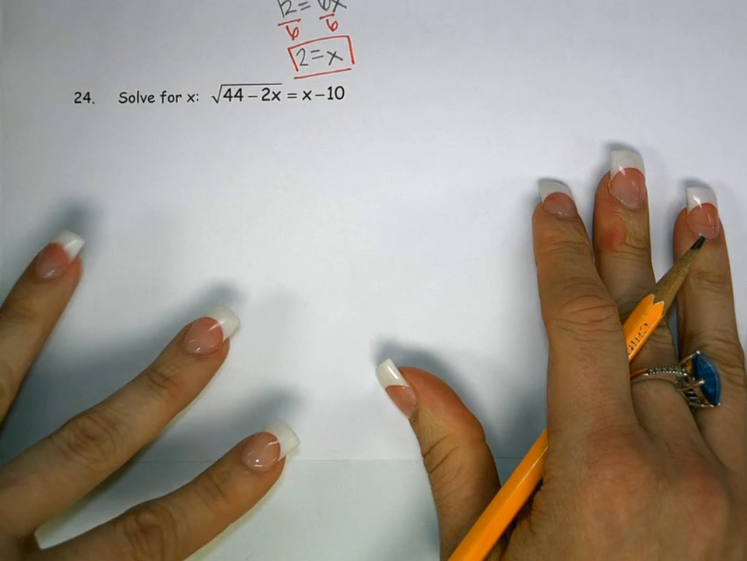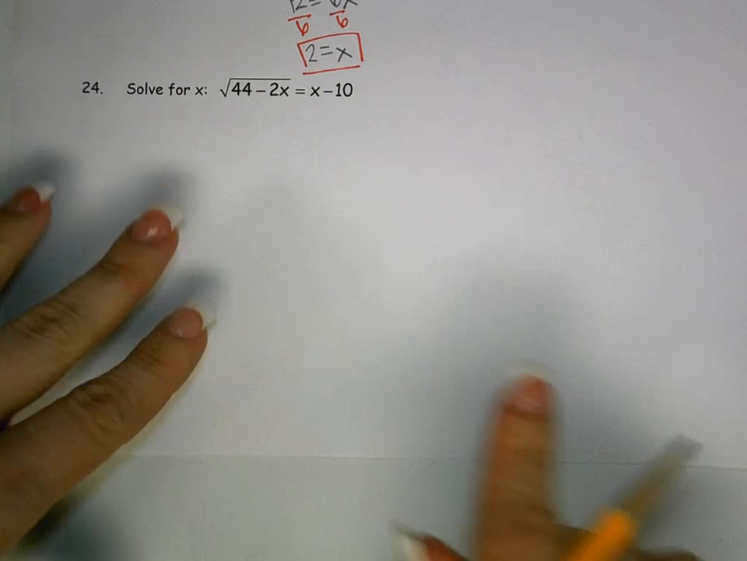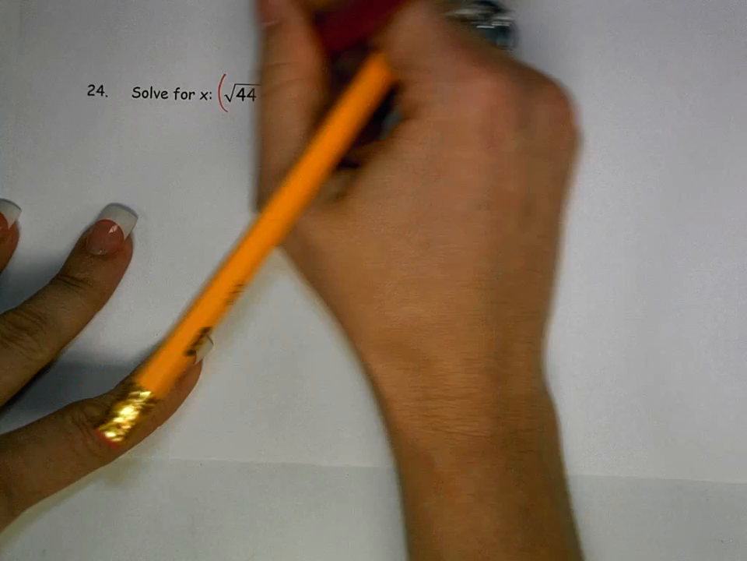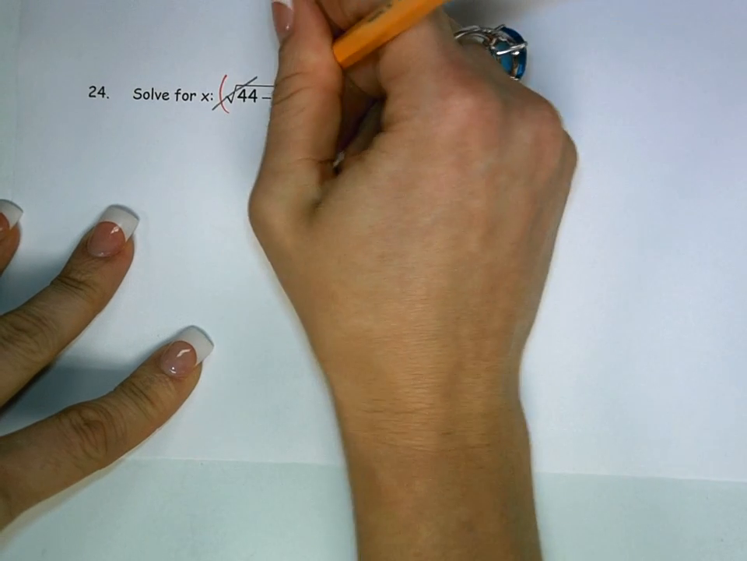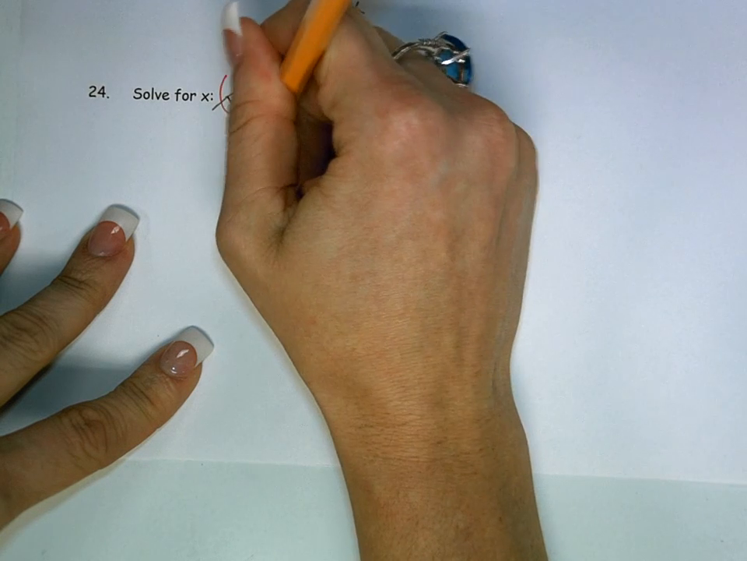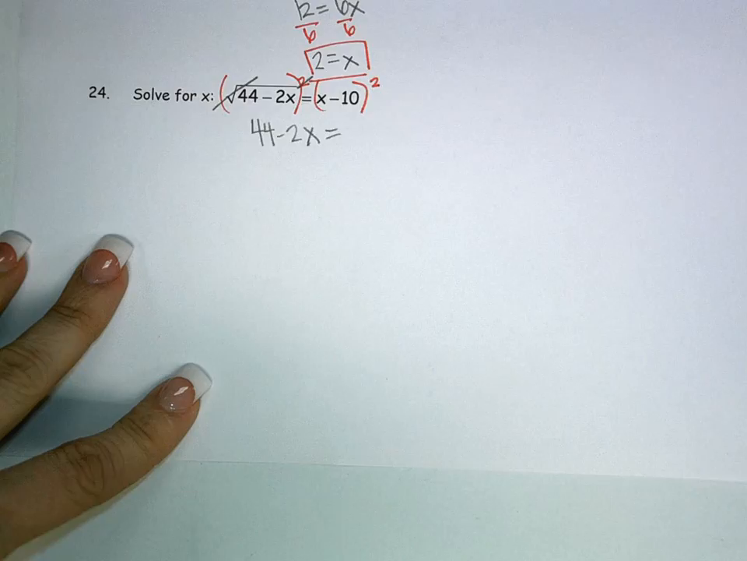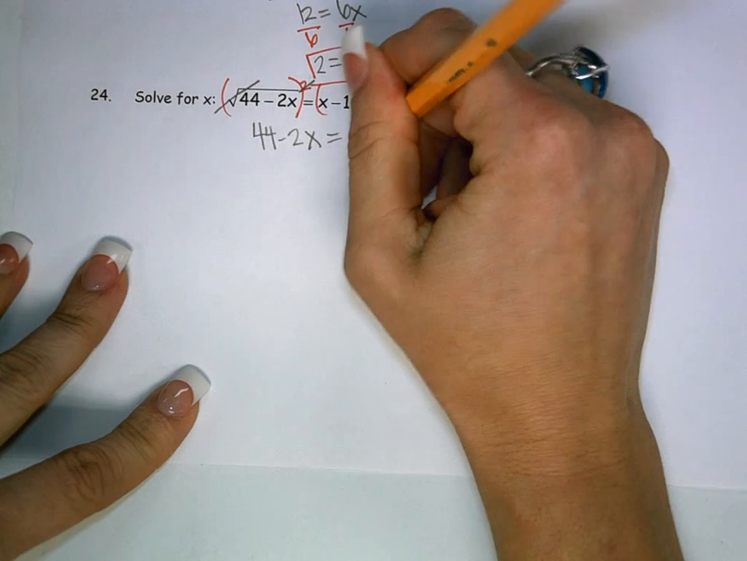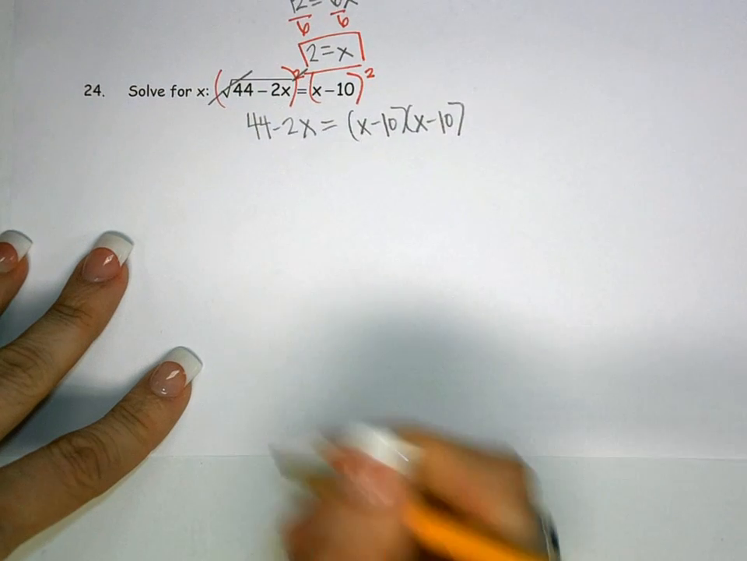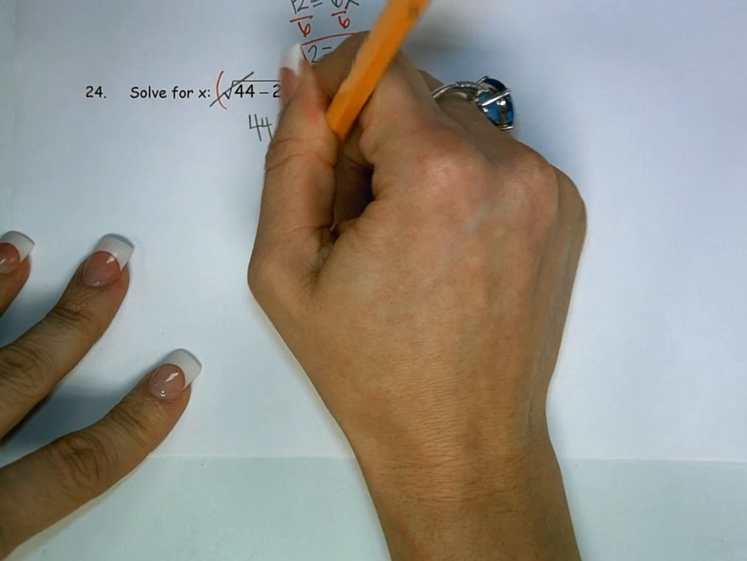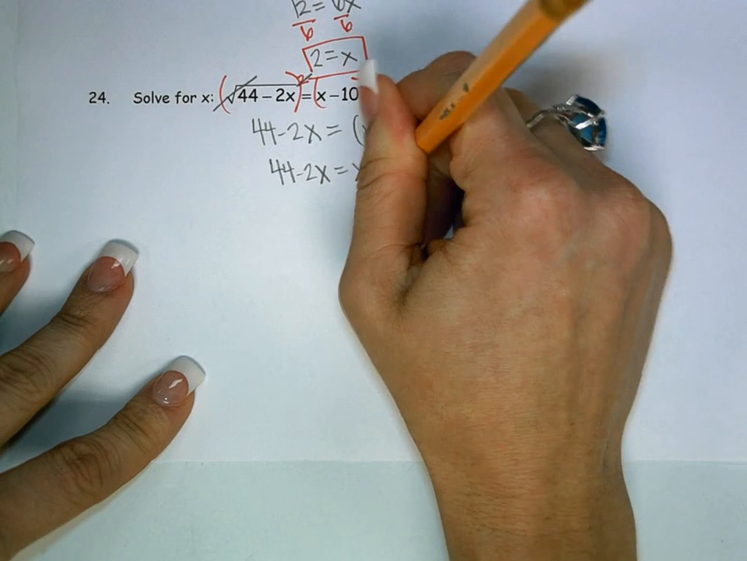Okay, for number 24, again, solve for x. To get rid of this root, we're going to have to square both sides. So this radical cancels out the root, leaves you with 44 minus 2x equals. Remember, if you have a binomial, two things in parentheses attached by a plus or minus, you have to write it out twice. You can't just distribute that square. So we got 44 minus 2x equals, FOIL these together, that's x squared minus 10x plus 100.